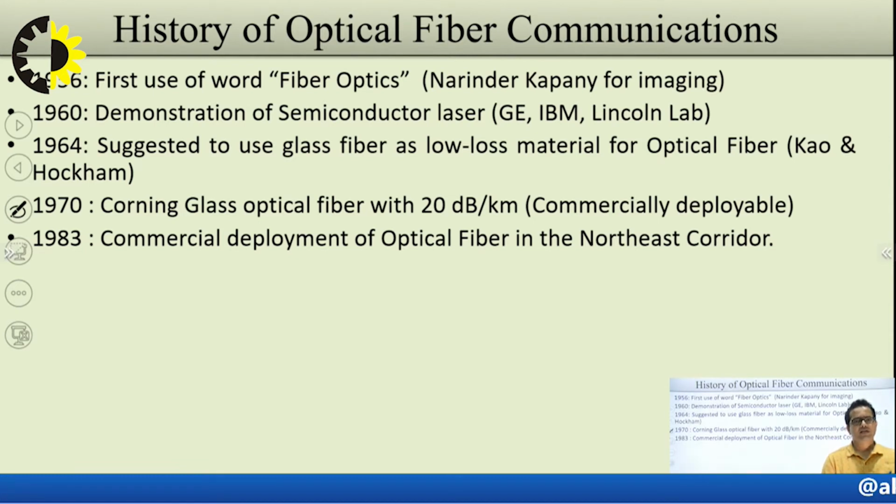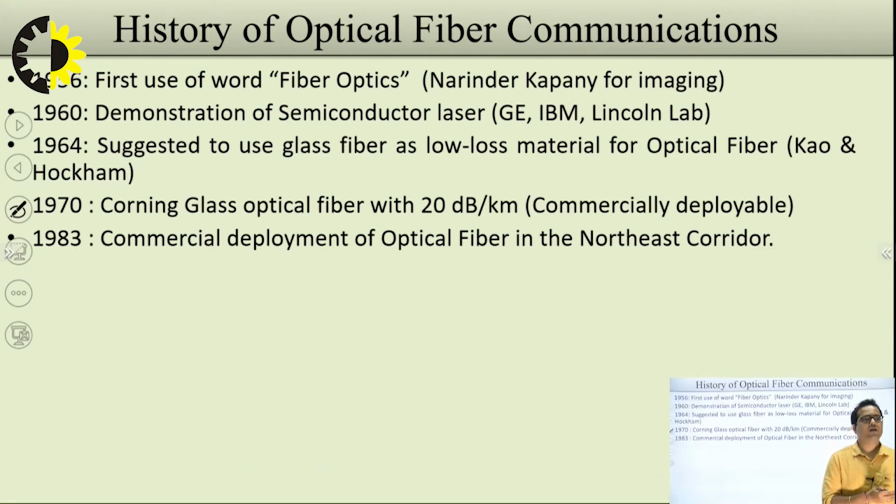If you want to transmit a signal from one point to another with very low loss, you know the major advantage of optical fiber is that it has provided a very huge increase in the bandwidth. But not only is bandwidth the requirement, you also have to transmit the signal with low loss. So for the first time, Kao and Hockham in 1964 suggested the use of glass fiber as a means for optical fiber communications, as it provides low loss.